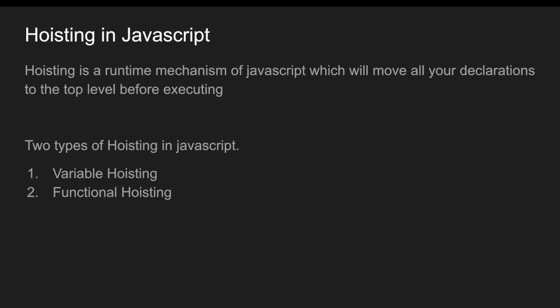So this is the definition. We'll learn about the complete definition now with an example. And there are two types of hoisting in JavaScript. One is variable hoisting, one is functional hoisting. Let's talk about both of them. So first I'll go with variable hoisting.